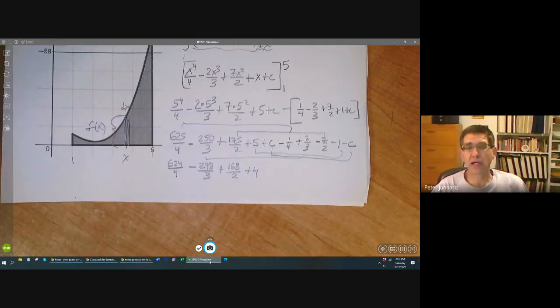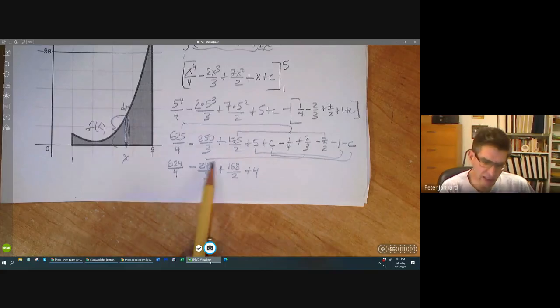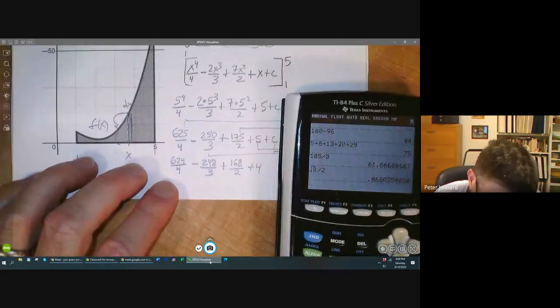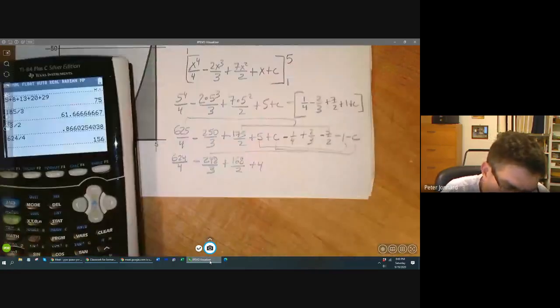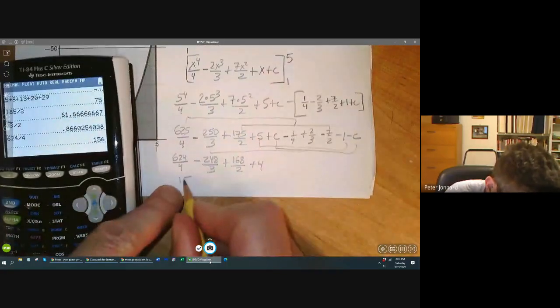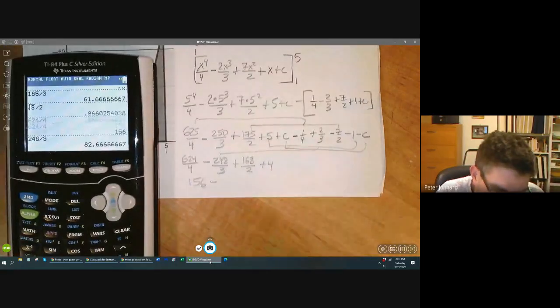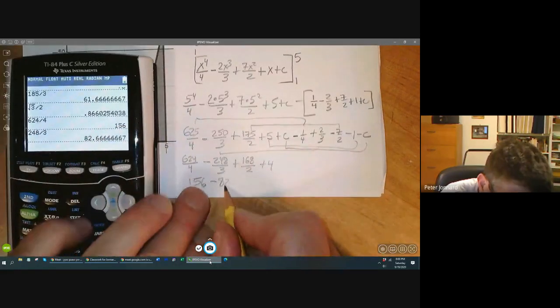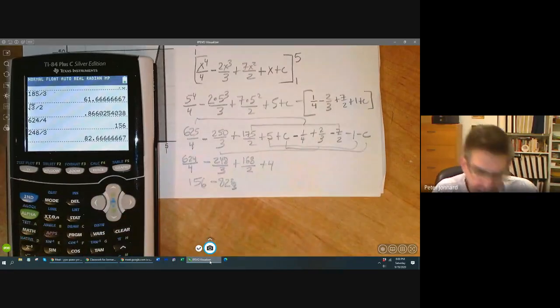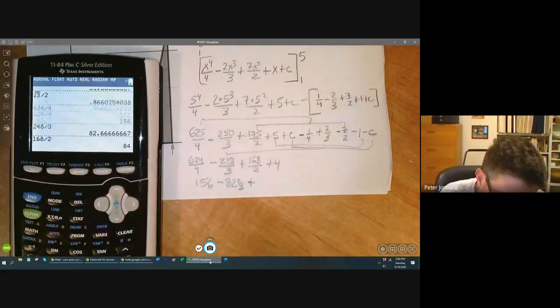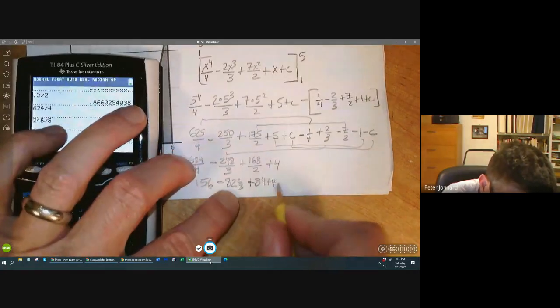Okay. And I'm feeling like everything's going to work out except for this guy. Okay. 8 plus 4 is 12, plus 2 more is 14. So 3 is not going to evenly divide into those, but these guys are going to work out fine. 624 divided by 4, we have 156 minus, let's see, 248 divided by 3, minus 82 2/3. Okay, and then plus 168 halves is 84 plus 4.